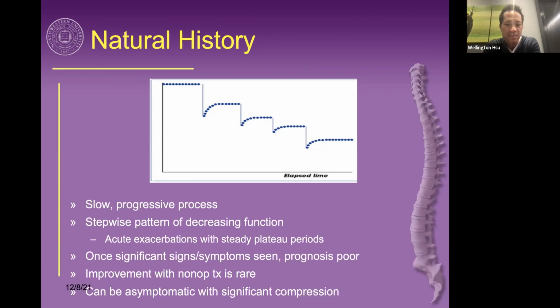Once significant signs and symptoms are seen, the prognosis is poor. Somebody who presents with, for example, the inability to walk from myelopathy has a much poorer prognosis than someone with milder symptoms. Improvement with non-operative treatment is rare, but we can always just watch them and make sure that their symptoms don't get worse.